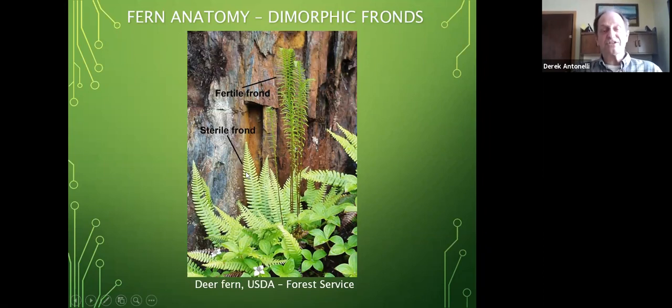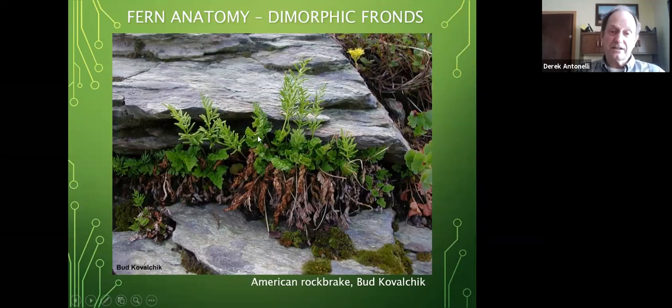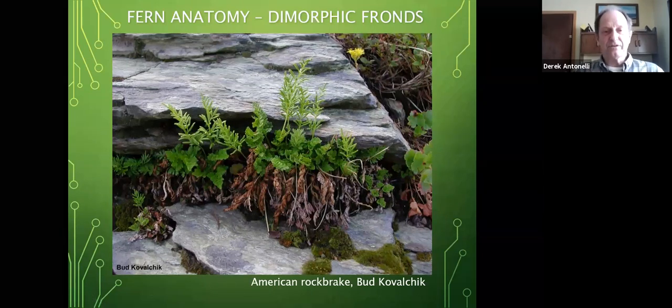I think I've got another example of those, and this is the deer fern. So this is one you're very likely to see if you're out in the talus. You'll find it grown among the rocks. It's the American rock brake, and it's got a dimorphic leaf. You can see the spore producing fertile leaves, and it's got vegetative leaves. And very common in North Idaho.